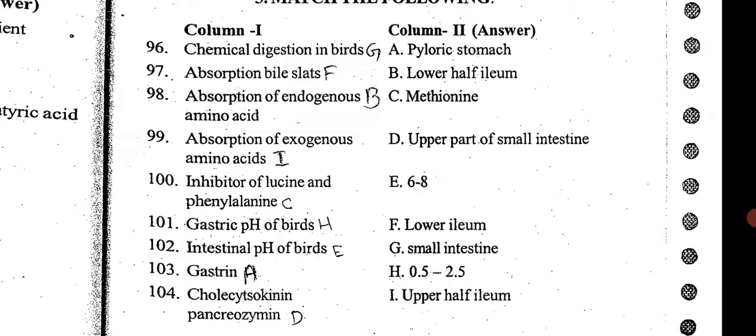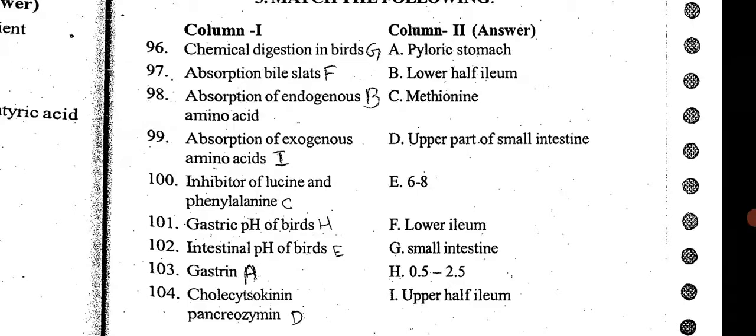We can say that the ileum can be divided into the upper half and the lower half of the ileum. The upper half of the ileum is responsible for only one main function, the absorption of exogenous amino acids, whereas the lower part of the ileum is responsible for absorption of bile salts and absorption of endogenous amino acids.